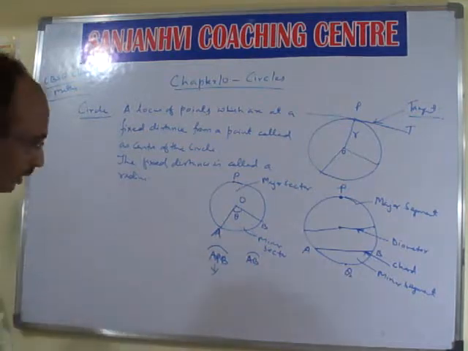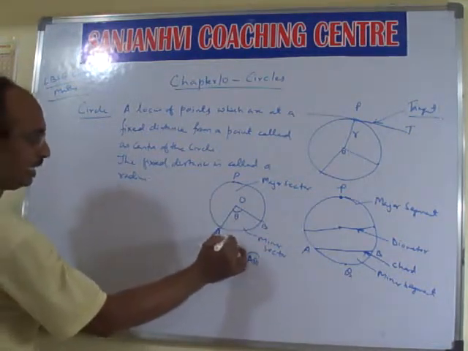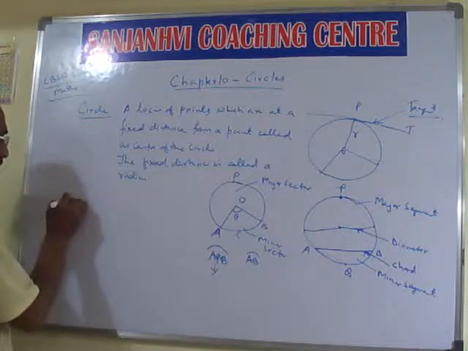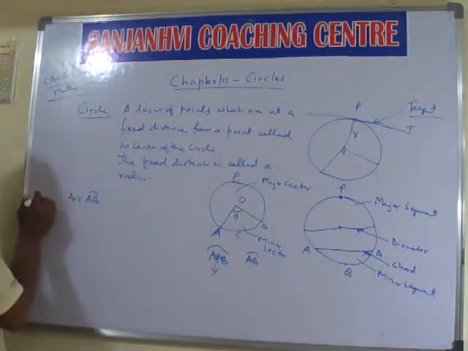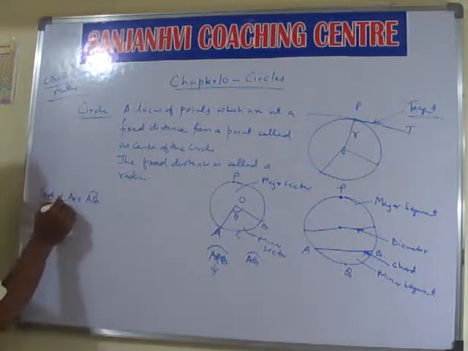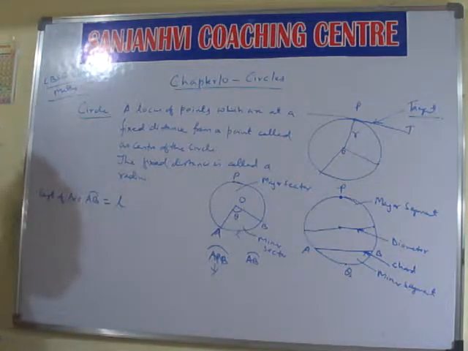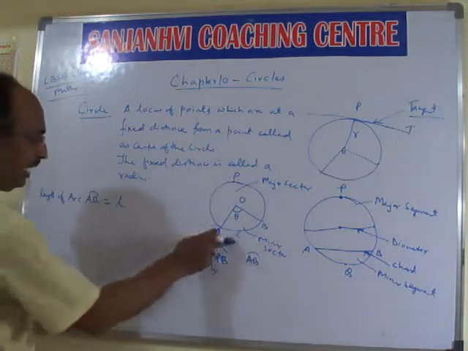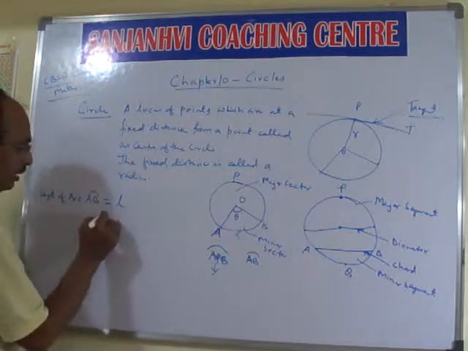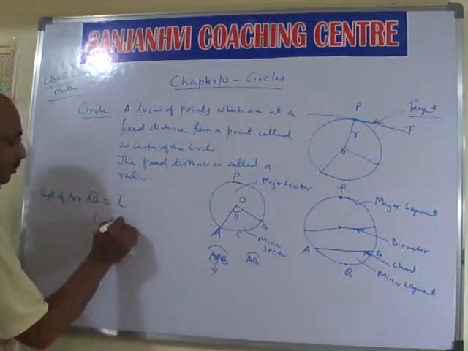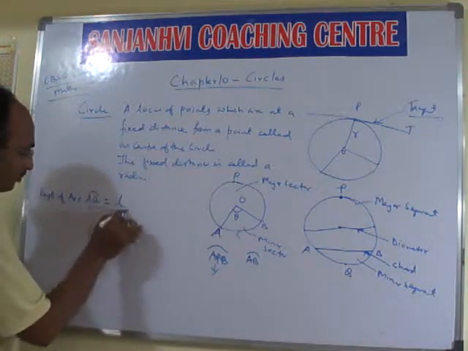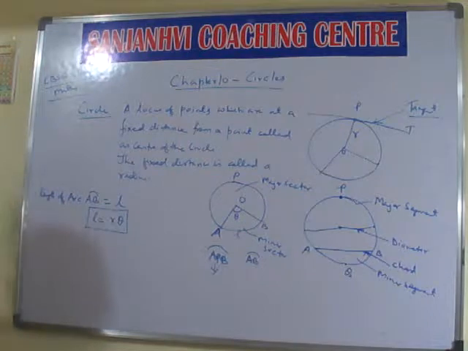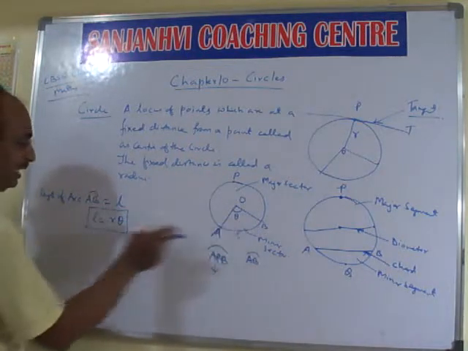Right. So now you can say that arc length. Suppose this length is L. Suppose the length of arc AB is equal to L. So now this L is equal to what? L is equal to r theta. So the length of AB is r theta.